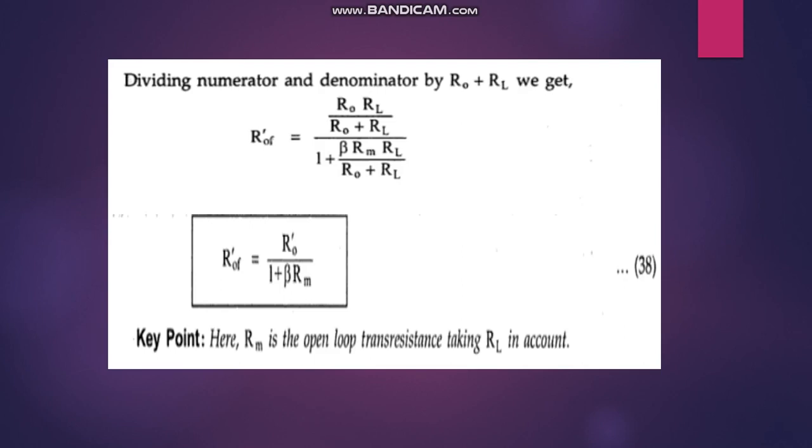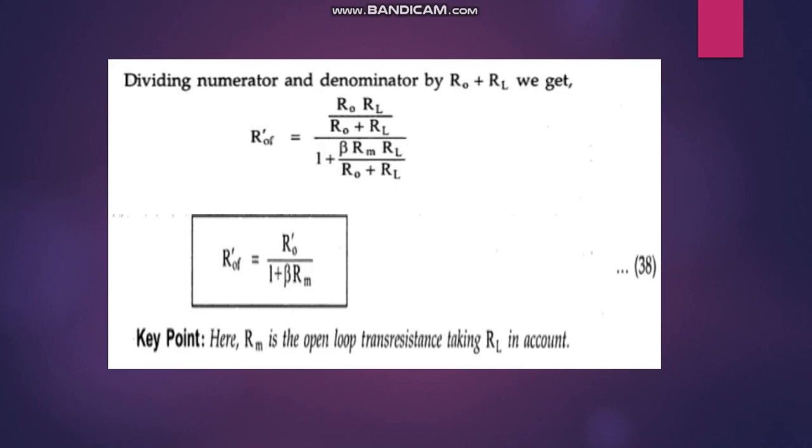Next, for the voltage shunt feedback amplifier, the common emitter amplifier is an example. The emitter is ground, common to both input and output. So input is base, output is the collector. So the common emitter amplifier is an example for a voltage shunt feedback amplifier.